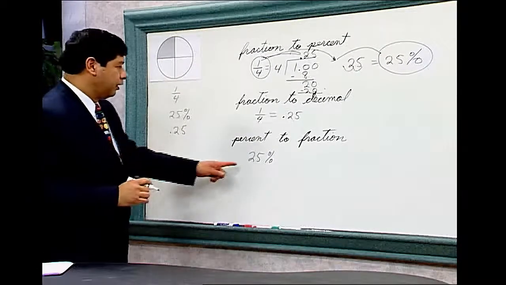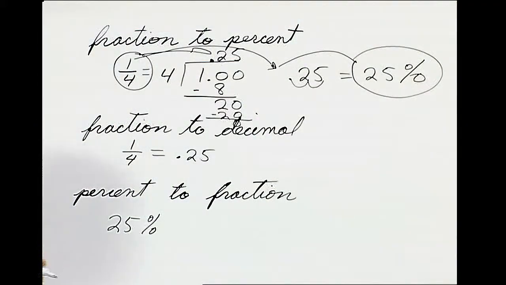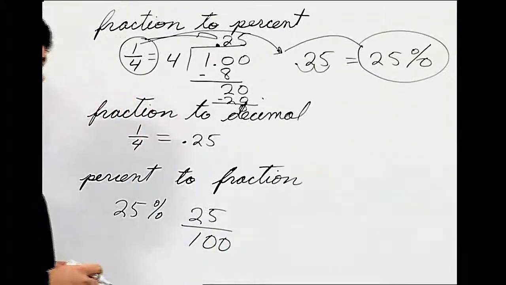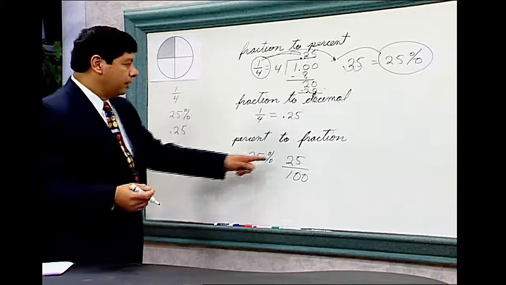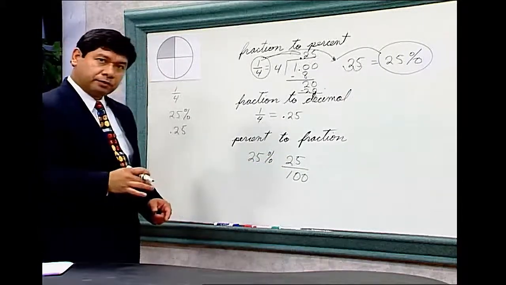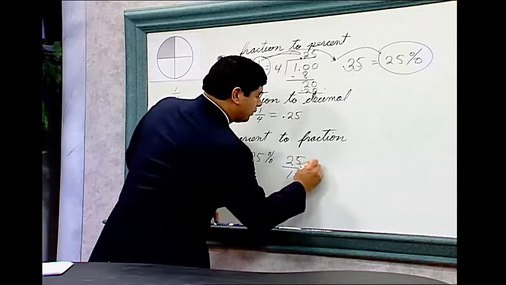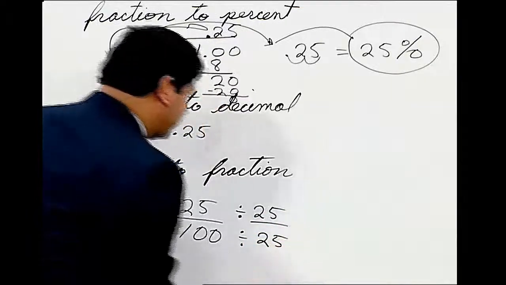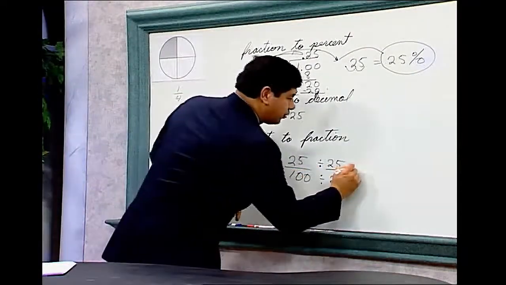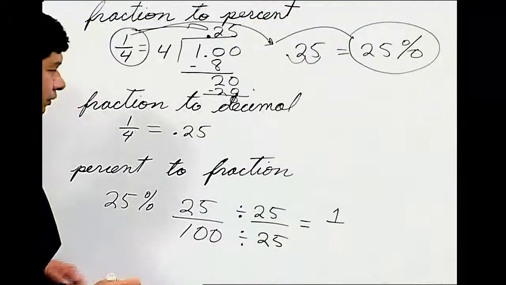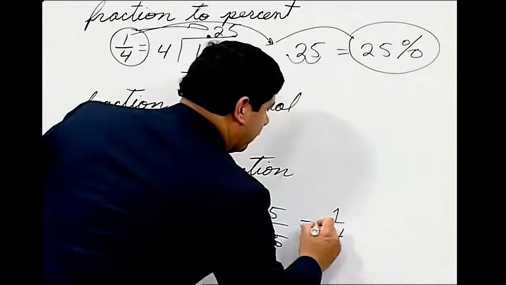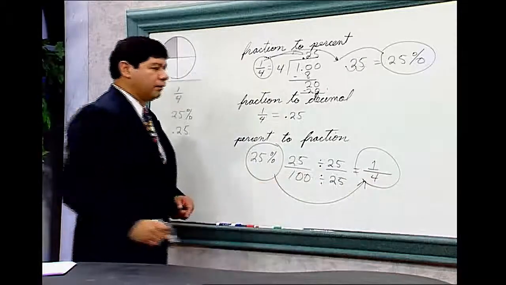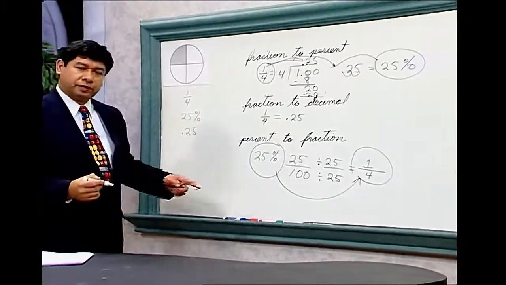Next, changing a percent to a fraction. This is very simple to do. We know that 25% is the same as 25 over 100. Let's ask ourselves, can we reduce that? We know that 25 and 100 have a common factor. The greatest common factor would be 25. So let's divide both the numerator and the denominator by 25. 25 divided by 25, of course, is equal to 1. 100 divided by 25 is equal to 4. So we know that 25% is equal to 1/4. A very simple way to convert a percent to a fraction.